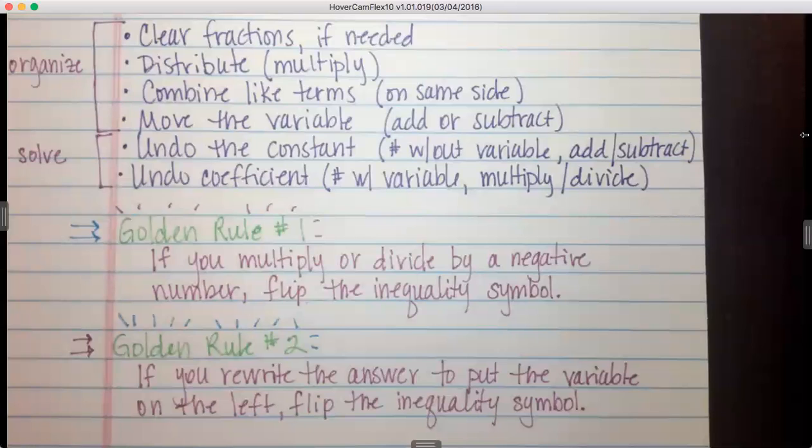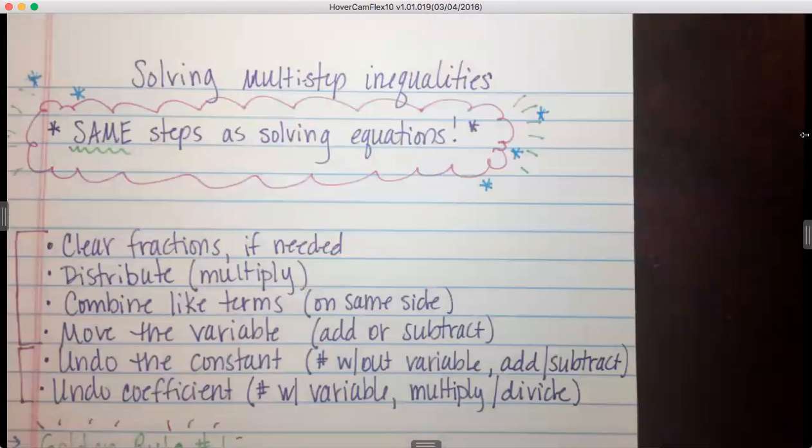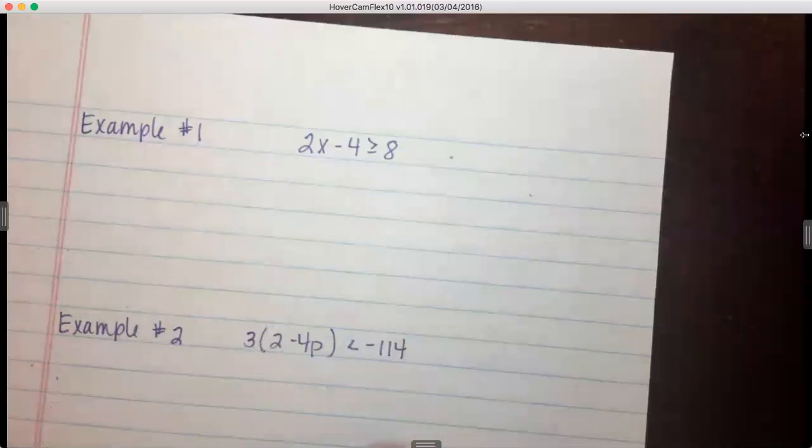Okay, so everything else is the same except when we get to the symbols. Sometimes you don't have to flip them at all. You just have to know the golden rules for when you do. So we are going to do 3 examples and I'm going to show you how this looks.